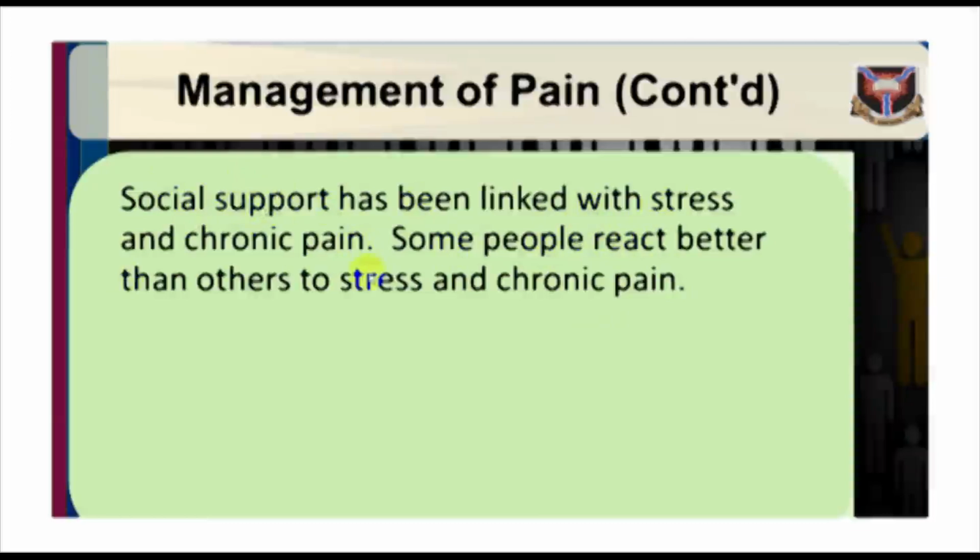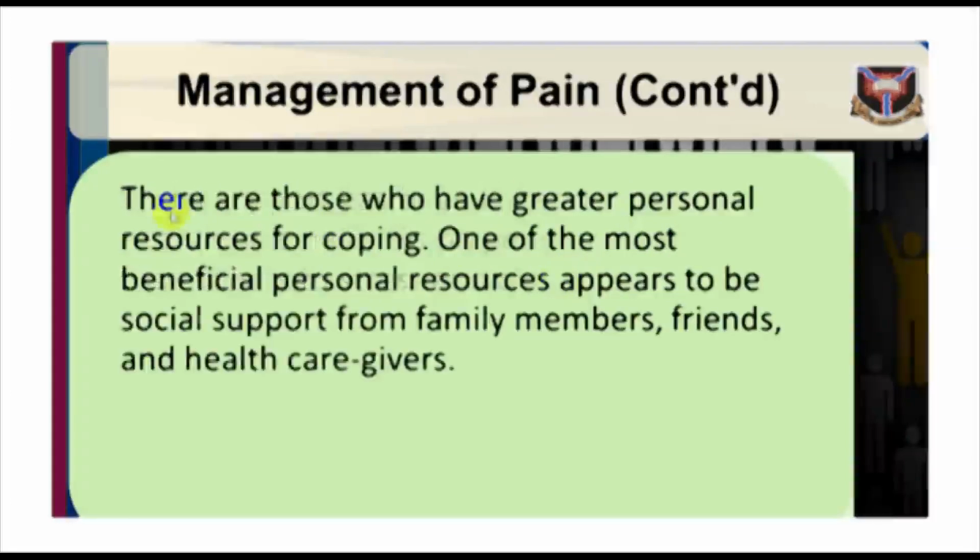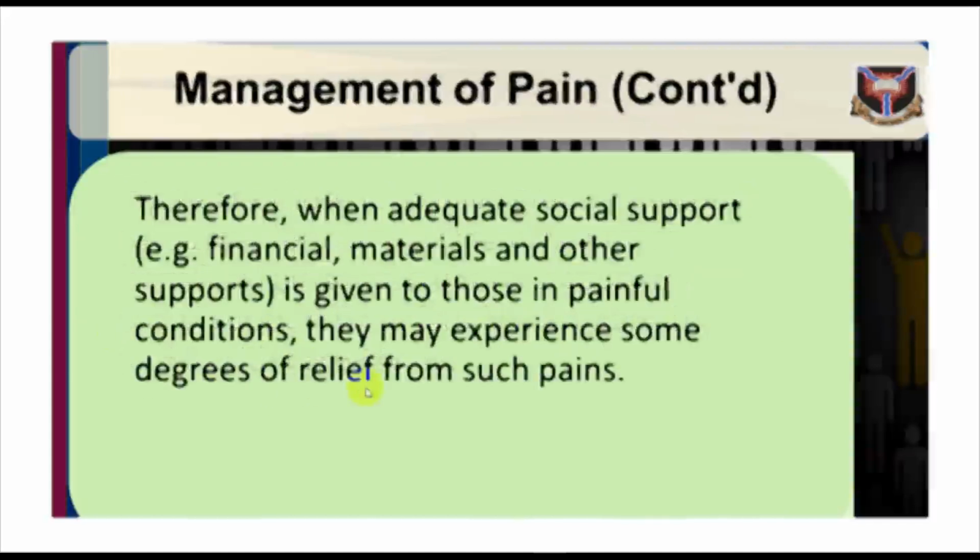Some people react better than others to stress and chronic pain. There are those who have greater personal resources for coping. One of the most beneficial personal resources appears to be social support from family members, friends, and healthcare givers. Therefore, when adequate social support, example, financial, material, and other support, is given to those in painful conditions, they may experience some degrees of relief from such pains.